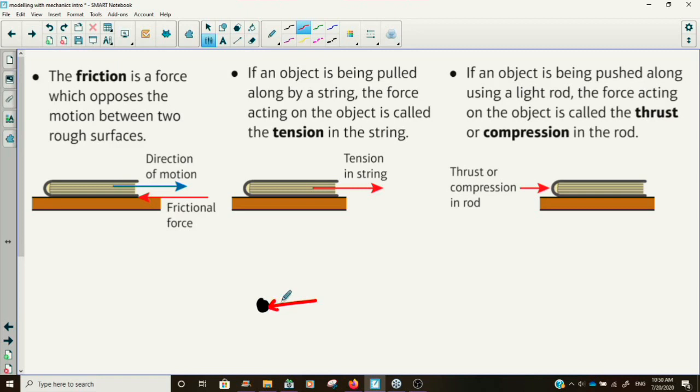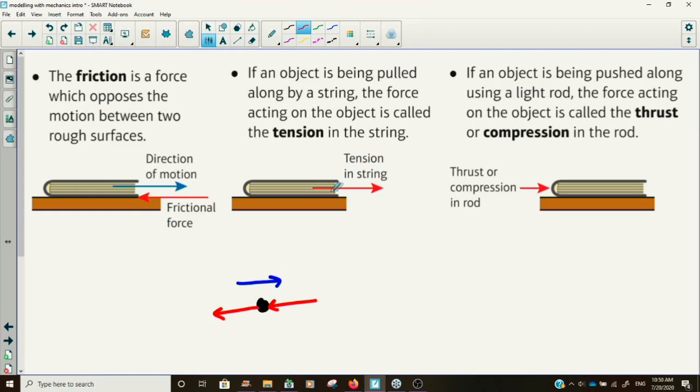Now, something that might be a little bit confusing to some students, these forces are exactly the same. If we have an object that's moving to the right, we could represent the friction as an arrow pointing into the object from the right hand side, or we could model it as an arrow coming out of the object, so on the left hand side. So it's just the direction that's really important here.